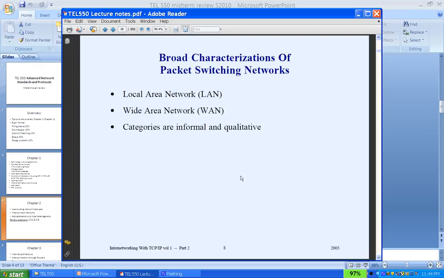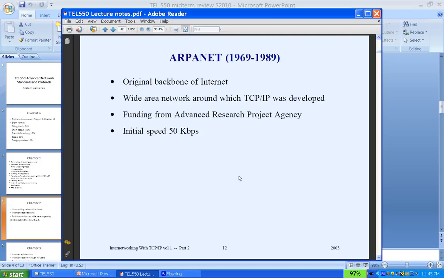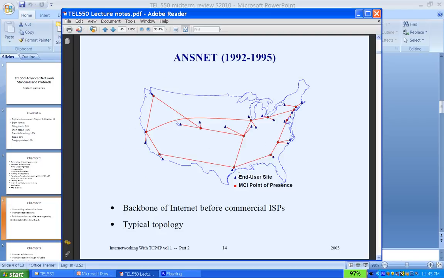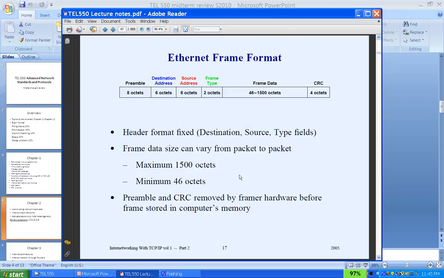And also, we need to understand there are two types of network. One is LAN and one is WAN. We need to know in which scenario we use LAN or WAN. Also, we need to understand Ethernet technology. Ethernet is the foundation for the current Internet.